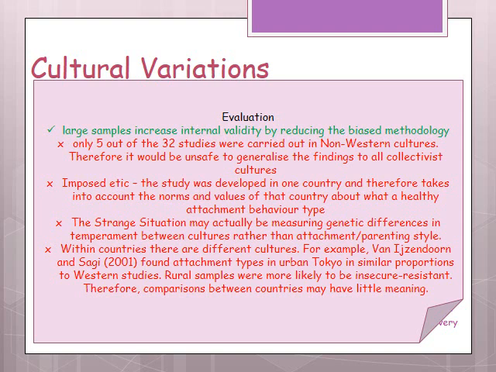So the strange situation might actually be measuring temperament, so that personality trait, rather than attachment style. And within countries, there are different cultures. So it was found that attachment types in urban Tokyo are similar to Western society, whereas rural samples in Japan were more likely to be insecure resistant. So there was greater variation within Japan in urban and rural areas. So comparison between countries may actually have little meaning.